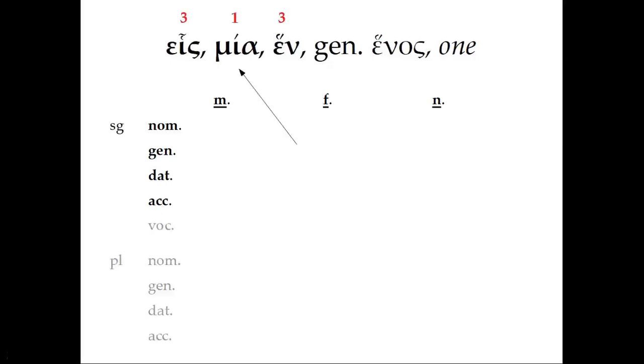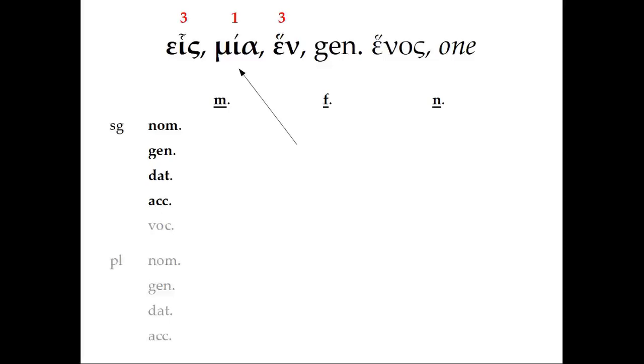This is effectively a 3-1-3 adjective, which means that in the masculine and neuter, the forms are going to be like third declension nouns or adjectives. And in the feminine, in the middle there, we're going to see what look like first declension adjective endings. So let's start with the masculine and the neuter.